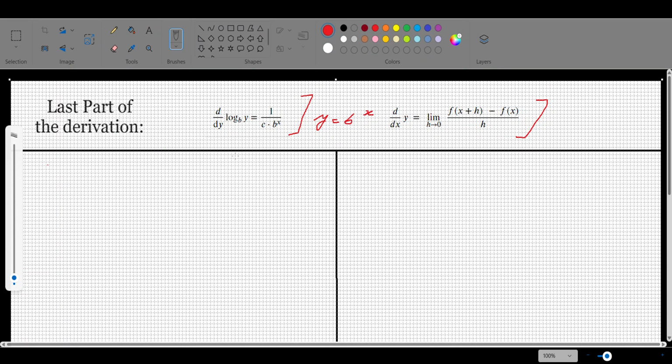So let's start off now with the main derivation. What we are going to look at is a situation when x is equal to 0. So if x is equal to 0, this means y is equal to b raised to x, which is b raised to 0, which is equal to 1. Because any value to the power of 0 is equal to 1.